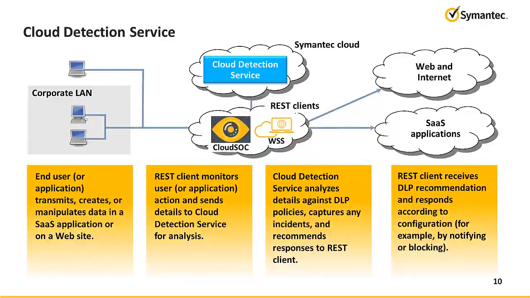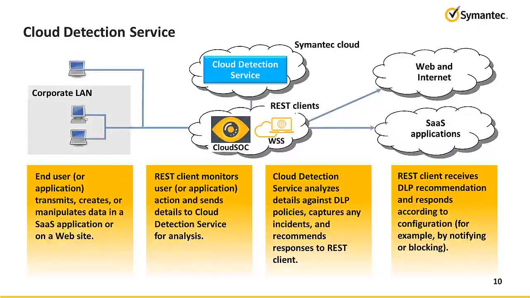This figure shows end users or applications transmitting, creating, or interacting with data in SaaS applications or on websites. The integrated service monitors these actions and sends details to the Cloud Detection Service Cloud Detector for analysis. Note that the specific actions that can be monitored depend on the functionality of the integrated service. For instance, WSS monitors HTTP and HTTPS transmissions from managed devices, while CloudSOC monitors traffic to supported cloud applications, as well as notifications from supported native SaaS APIs.